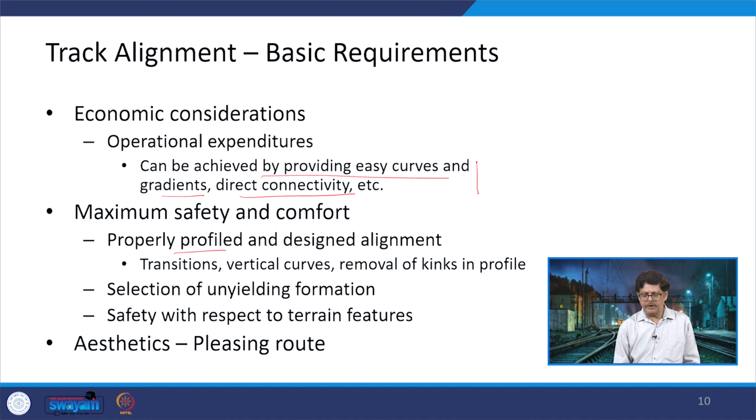So, if a properly profiled and designed alignment is provided, and when we say profiled and designed, we are talking about all those features like curves. Curves can be horizontal curves or vertical curves, and when providing these circular curves there may be a requirement of transitions, there is a requirement of providing super elevations, of scaling the gradients, and of removing the kinks between the connections of the different profiles. So, if everything is done in a perfect manner, then the safety is going to be improved, the comfort is going to be improved.